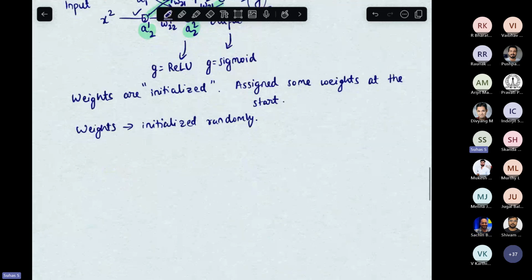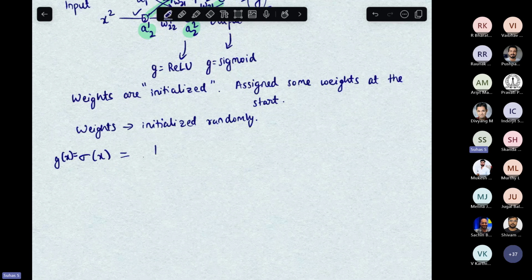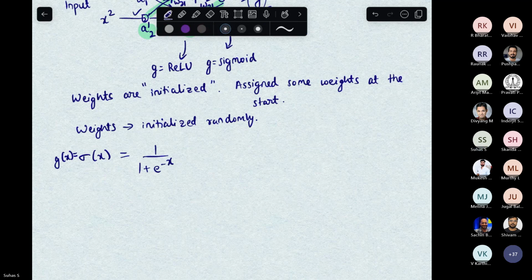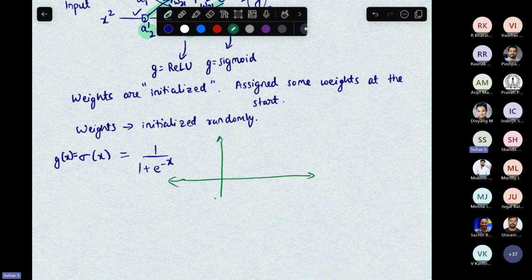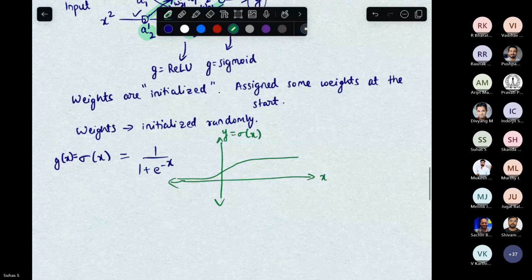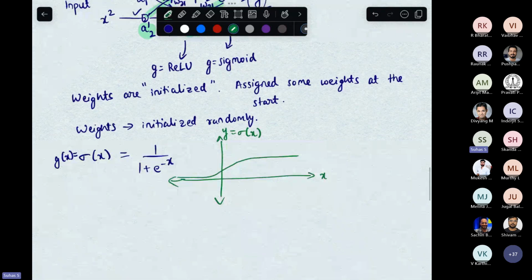For example, if you take the sigmoid activation, g of x is sigmoid of x, which is 1 by 1 plus e power minus x. What this basically does is, let's say this is your x and y axis, y is equal to sigma of x. It takes all your values from minus infinity to infinity, and brings it to the range of 0 to 1.